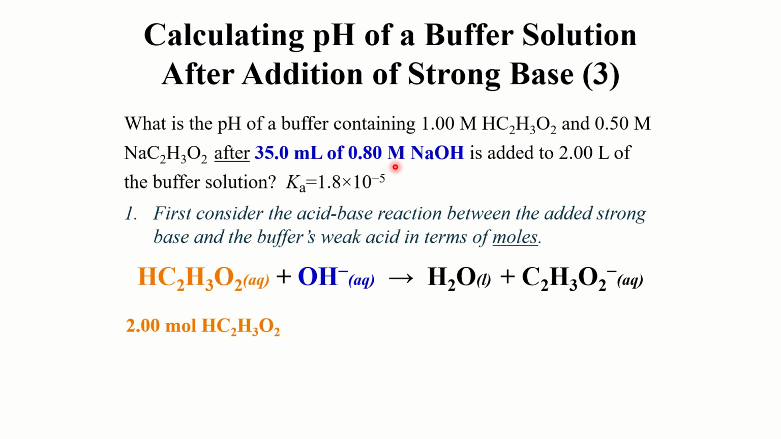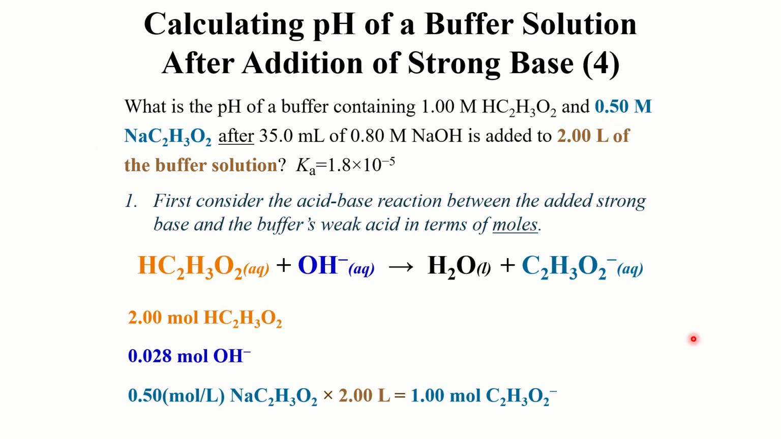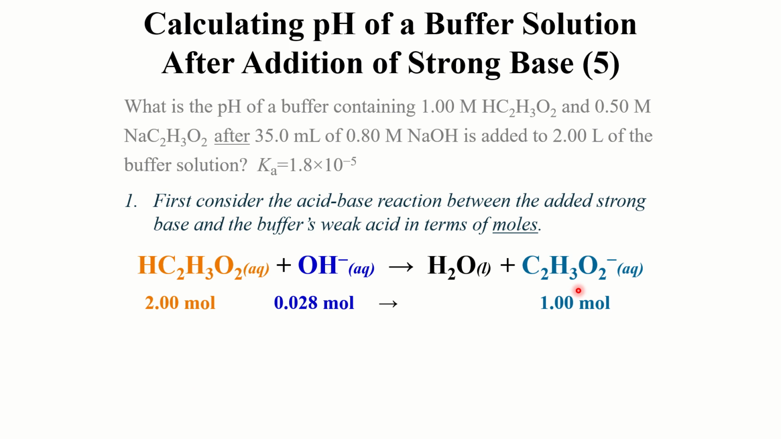Next, we'll consider the base. We've got 35 milliliters of 0.80 molar NaOH. So if you take that 0.80 concentration, multiply by the volume in liters, you get 0.028 moles of hydroxide. And finally, our conjugate base, we've got 0.50 molar of our sodium acetate. Our volume is 2 liters. This gives 1 mole of acetate.